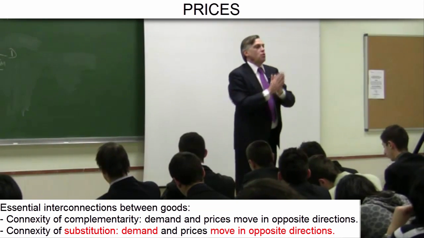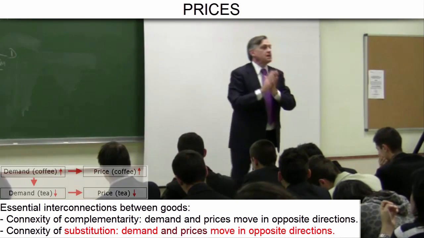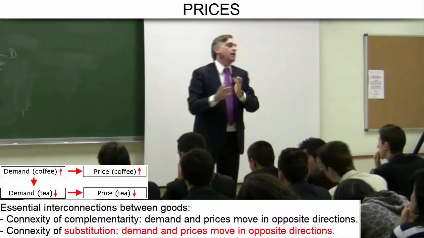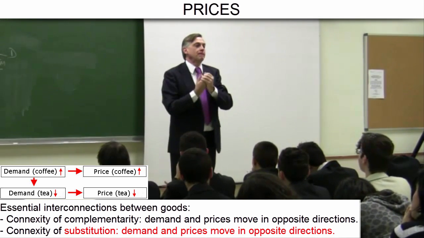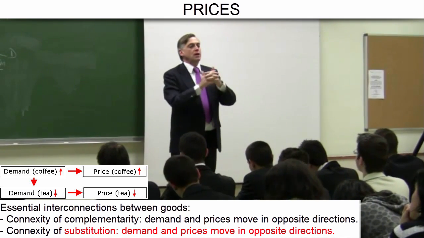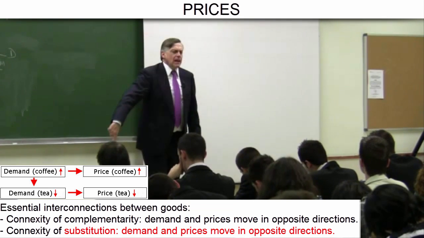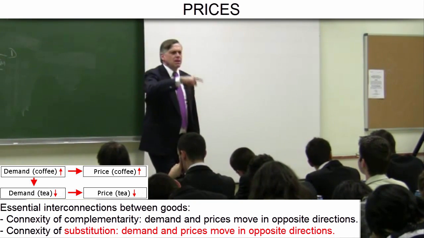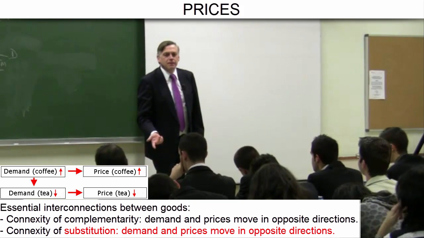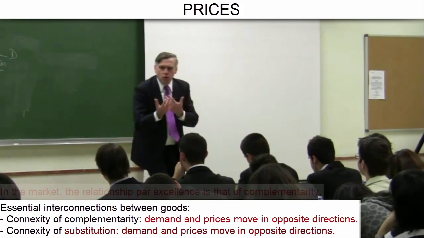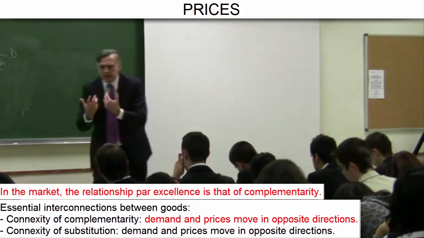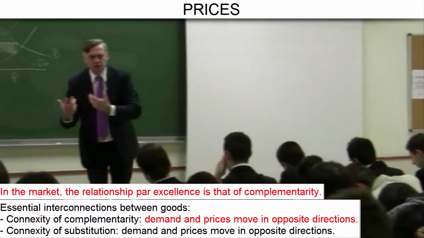What about the price? Well, let's analyze this. If there is more demand for coffee, and the price of coffee goes up, other things being equal, there is less demand for tea, and the price of tea goes down. This is just the opposite of what takes place in a relationship of complementarity. In the market, the relationship par excellence is that of complementarity.